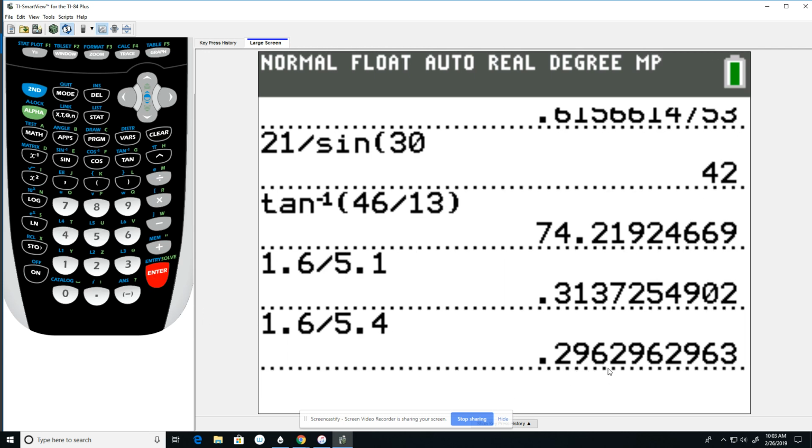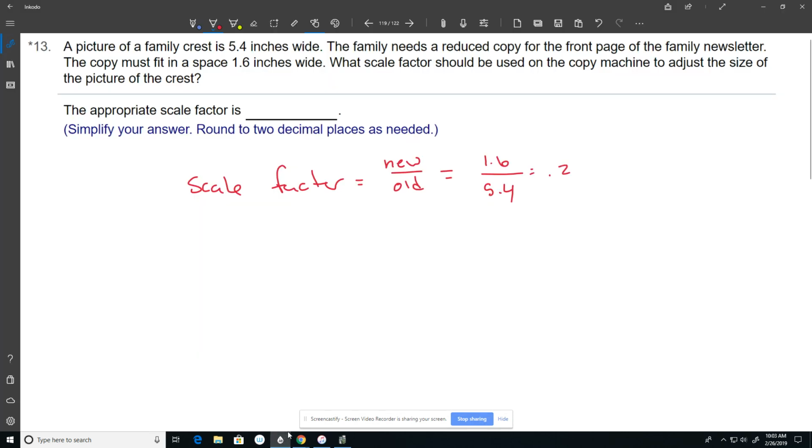So 0.2962. And it wants me to round to 2 decimal places. So I'm going to round that 9. I look to the right, it's a 6, which means the 9 rounds up to a 0, which rounds this to 0.30. So my answer is going to be 0.3. Even though it wants 2 decimal places, that second one rounded us up.